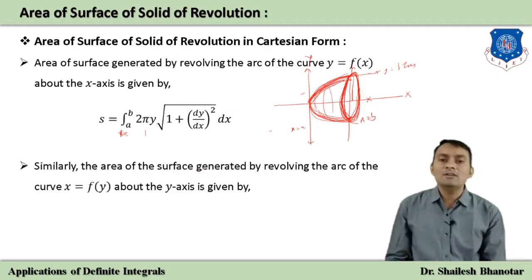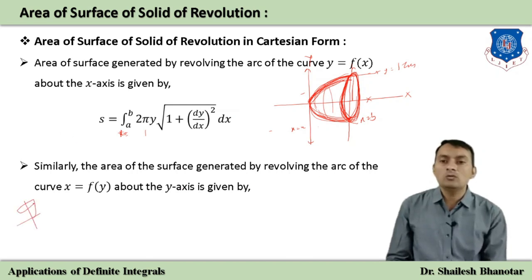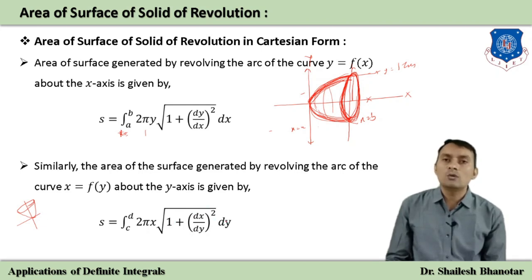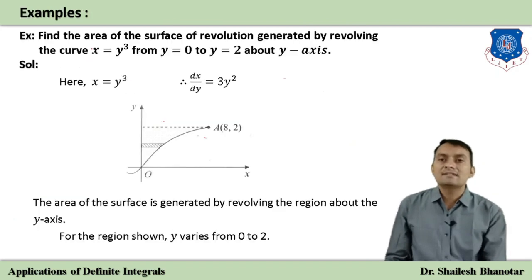And similarly, when we rotate about the y-axis, if I say this is the curve, and I rotate about the y-axis, it is clear what the radius will be. It is parallel to the x-axis, so I can assume that it is 2 pi x. And the arc length is the square root of 1 plus (dx by dy) raised to power 2, and then dy. So in that case, I have to write y equals c to y equals d approximately, which you will see in particular from where to where. So let us understand a first simple question.